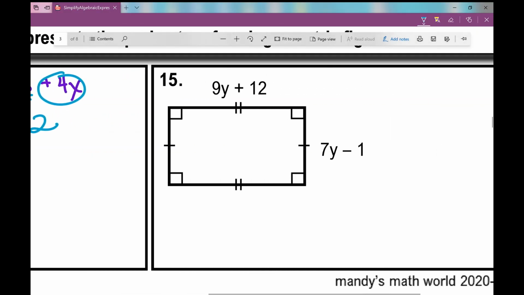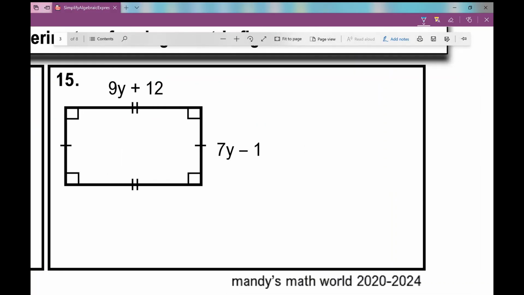You can do the same thing. This shape is a rectangle, which means this side is also 9y plus 12. And this side over here is 7y minus 1. But you don't need to write that down. You know that because it is a rectangle, which has opposite parallel and congruent sides. That's what these little tick marks are for. So that's saying that's the exact same length as that.